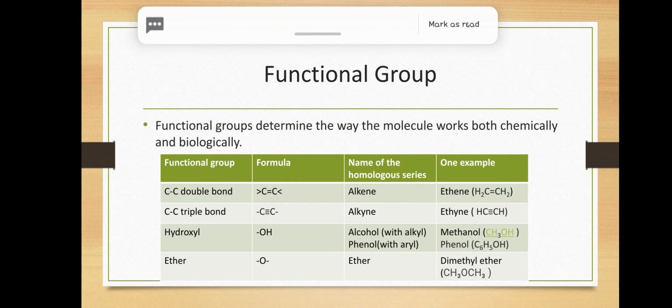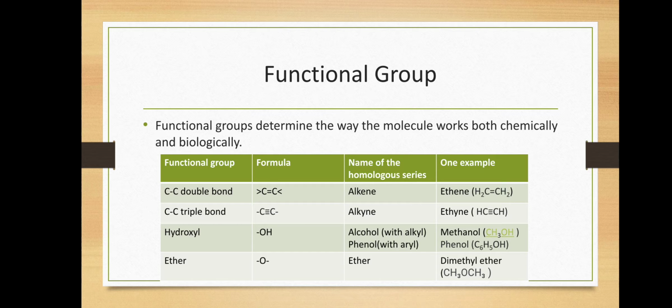At first you can see here is the C=C double bond. Formula is given here and the name of the homologous series is alkene, and one example is ethene. Okay. Next one is the C≡C triple bond. Name of the homologous series is alkyne and one example of it is ethyne, or you may also say acetylene. Next one is the hydroxyl group. Formula is OH. Name of the homologous series is alcohol when it is attached with alkyl. The name will be phenol when it is attached with aryl groups.